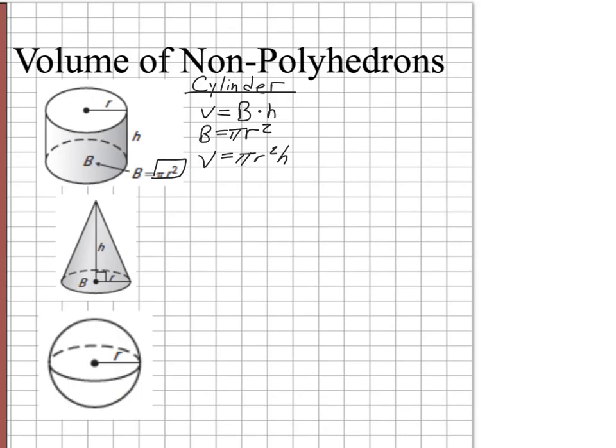So let's do an example. In this example, I'm going to say that my diameter is equal to 14 units. My height is equal to 12 units.